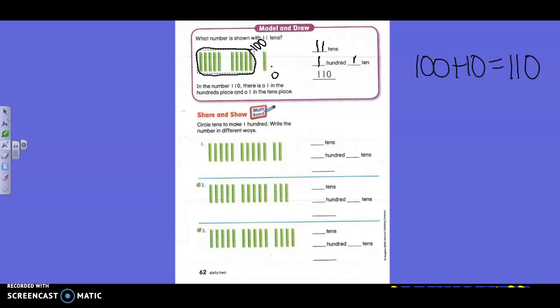Okay? In the number 110, there is a 1 in the hundreds place because we have 1 100, and a 1 in the tens place because you have 110. Look at this number, 110. Okay, this is the hundreds place.